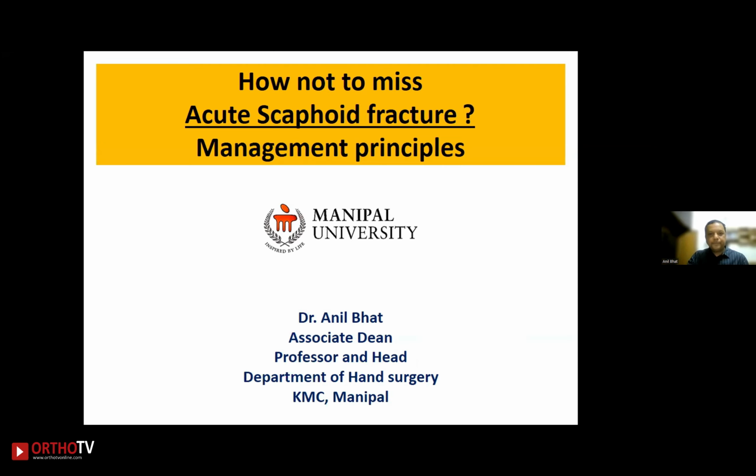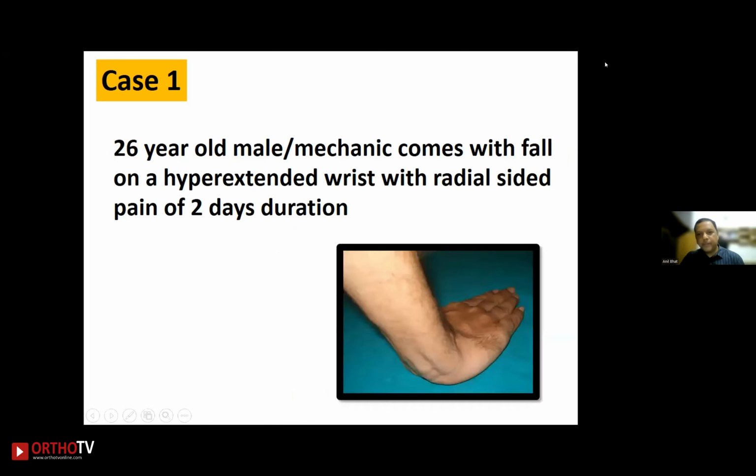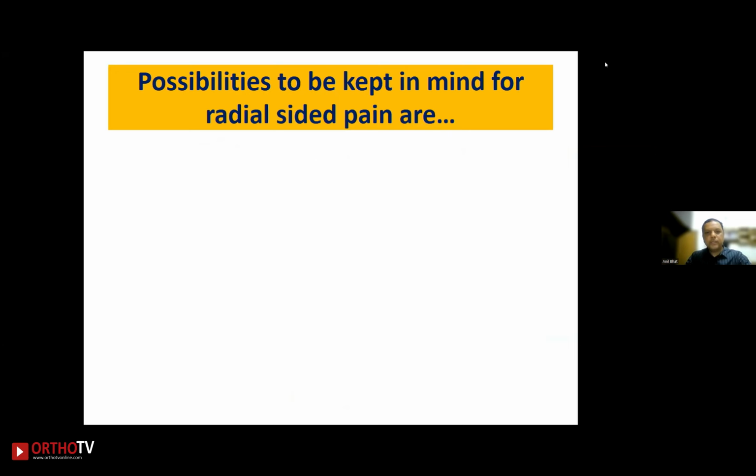And scaphoid again is a very often missed fracture. This is a 26-year-old male who comes with a fall and a hyperextended wrist. Most of these patients come with radial sided pain, and you need to have some differential diagnosis when you start off with these kind of patients.